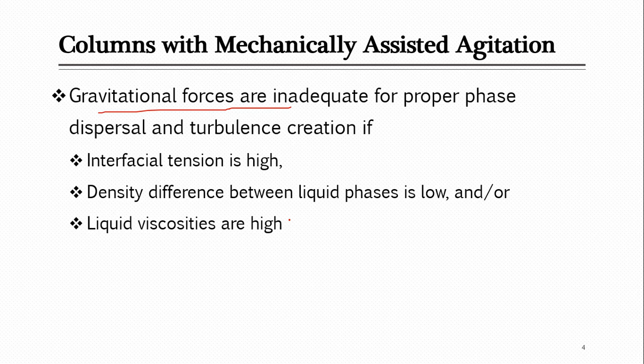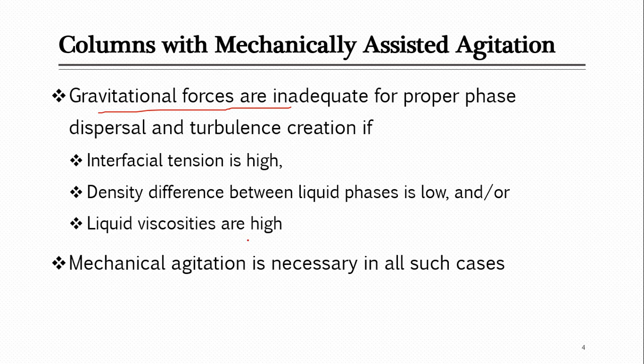In case of high viscosity, one will move in only one streamline and the other in another streamline, so they don't get mixed properly. There is no proper turbulence and no mass transfer will take place. So in all such cases, how can we overcome these problems? We need to create some agitation.